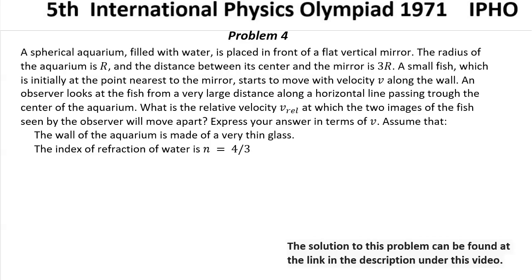What is the relative velocity v real at which the two images of the fish seen by the observer will move apart? Express your answer in terms of v. Assume that the wall of the aquarium is made of a very thin glass. The index of refraction of water is n equal 4/3.